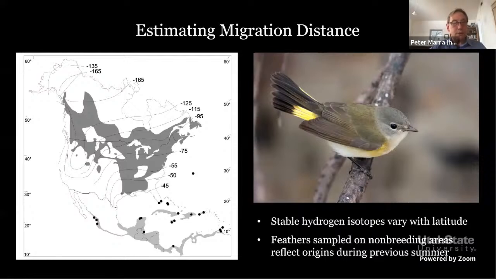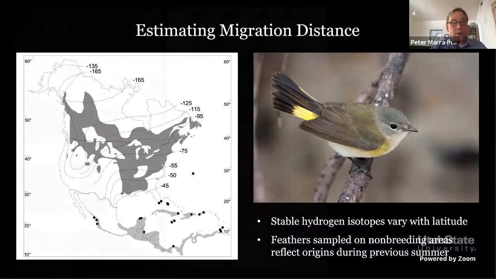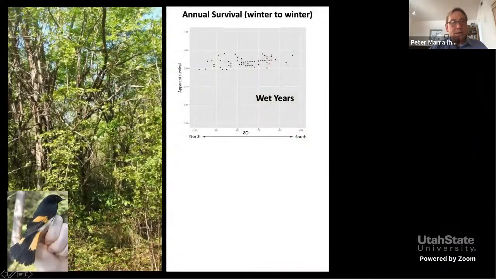Now, I've been doing this for 30 years. I've been collecting these feathers from every bird we sample, hundreds of birds every winter, and we've been saving these for over 30 years, which is pretty cool. So what we decided to do was to look at the origin of birds the previous year, so the breeding latitude they came from on the x-axis, against their apparent survival on the y-axis after wet years and after dry years. I hope that makes sense.